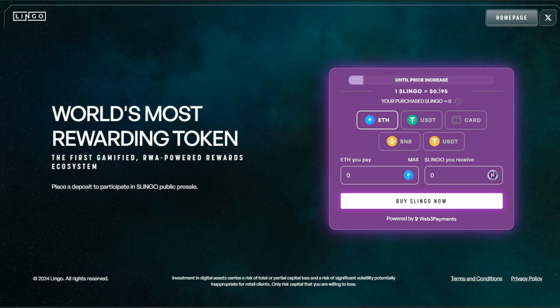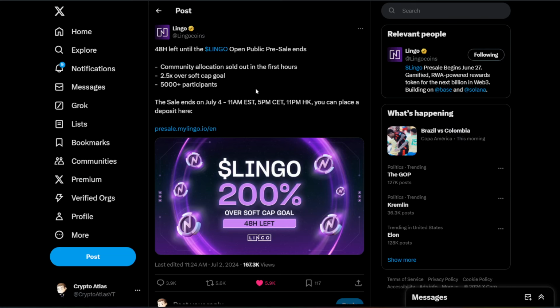So let's go ahead and take a look over at one of their tweets. 48 hours left until the Lingo open public presale ends. Less than 2 days. In fact, while you guys are watching this video, it's about 1 day left. Community allocation sold out in the first hours. 2.5 times over soft cap goal, 5,000 plus participants. The sale ends on July 4th, 11 a.m. Eastern Standard Time. That's 5 p.m. Central, 11 p.m. Hong Kong.